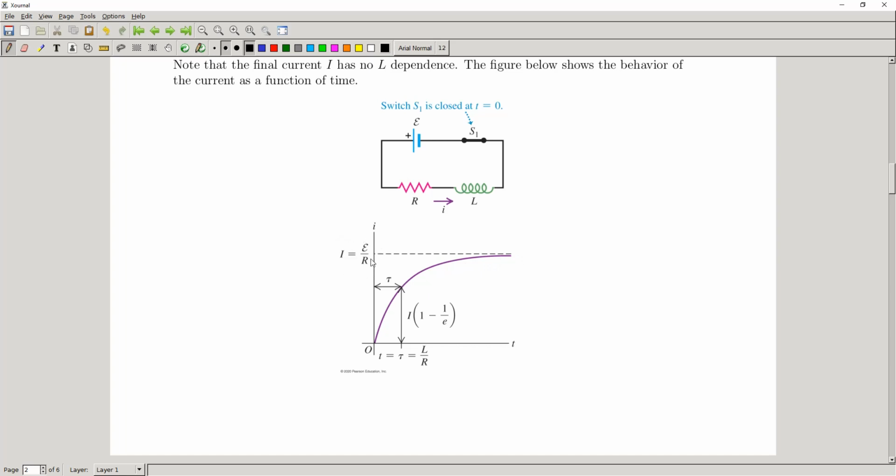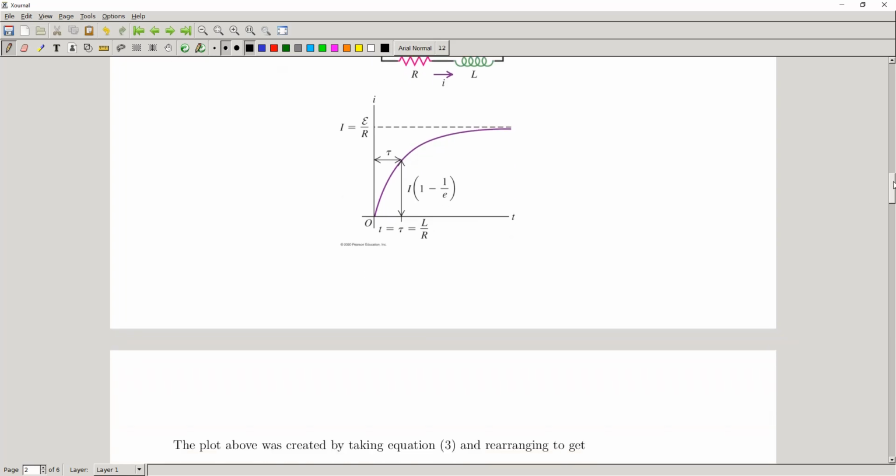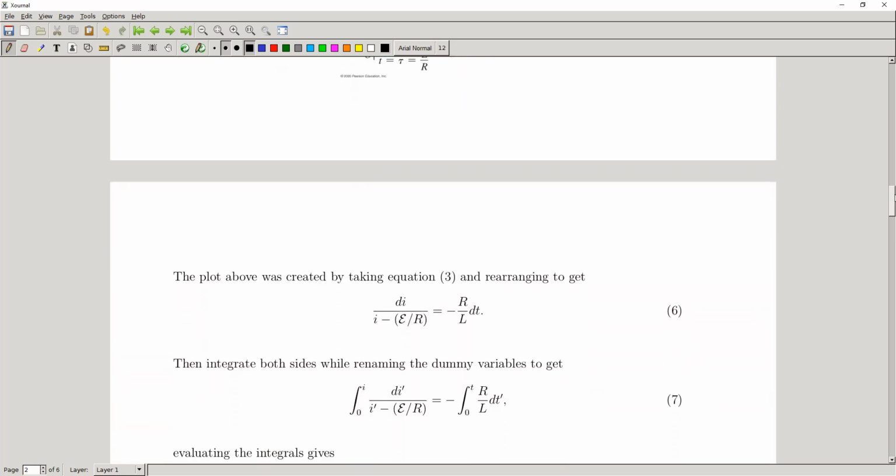here. This is our current, our EMF over the resistance, right? We're going to talk about what tau here is in a second. So I won't mention it here, but just remember where it's placed, and you can come back to this after we talk about it in the next slide.